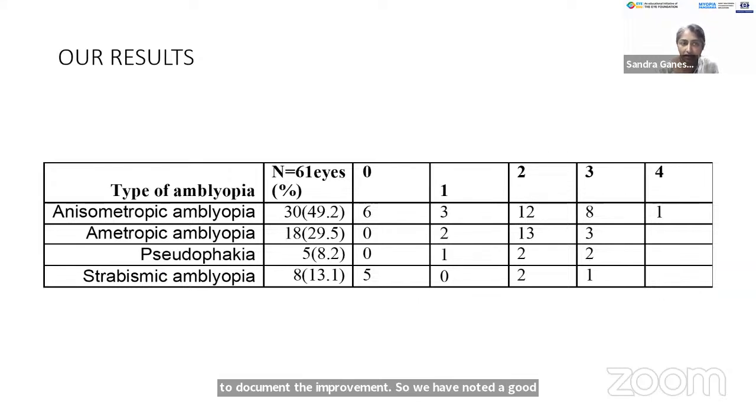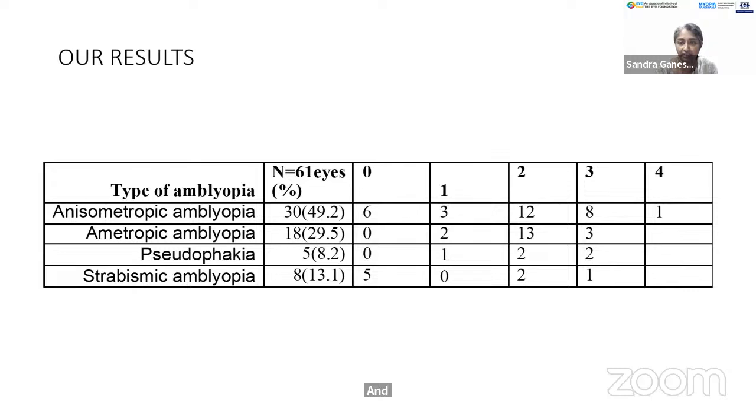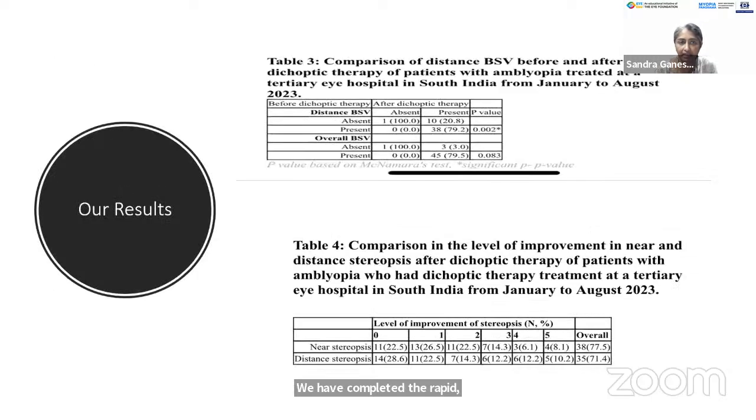Most of these were anisometropes or anisomyopes, where if there is significant anisometropia, you put the patient on contact lens before starting therapy. Ametropic amblyopia, even after several months of glasses, where we're still looking at 6/12, does improve very well, with good improvements in stereopsis following dichoptic therapy. The pseudophakics were 3 cases with partial cataracts, which improved very well. And in strabismic amblyopia, we have not got that much success. Of the 8 cases who have completed therapy, 5 didn't improve and 3 improved, 2 by 2 lines and 1 by 3 lines.